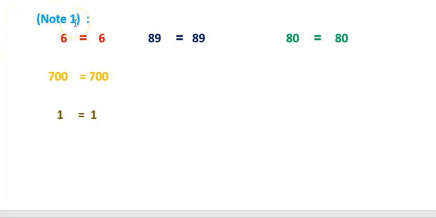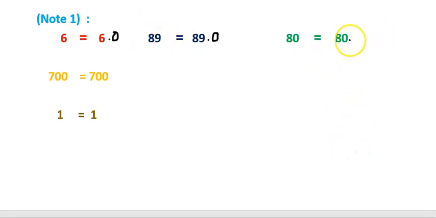Note number 1. I know 6 equals 6, but each number has a decimal point. So 6 equals 6.0. 89 equals 89.0, or I can say 89.000, but I don't care about these zeros, so I write down 89. Because I don't have any numbers after the decimal point, I just write down the number 89.